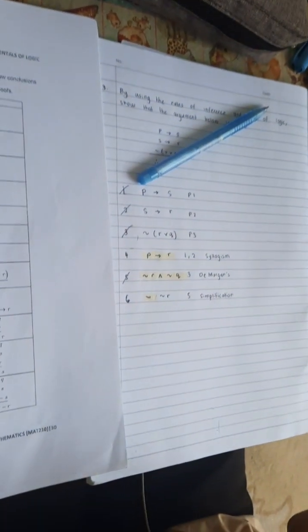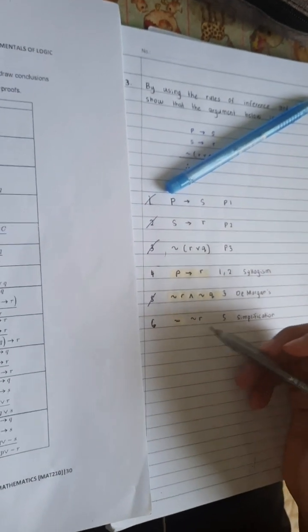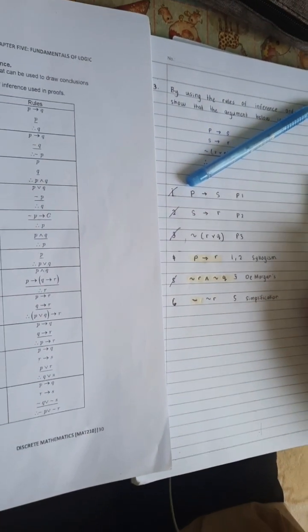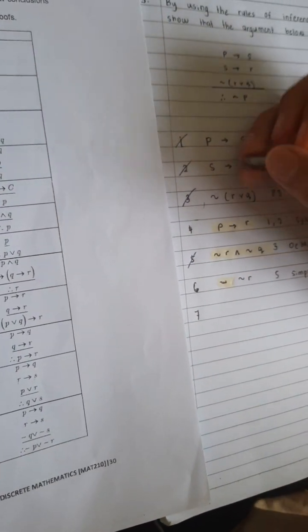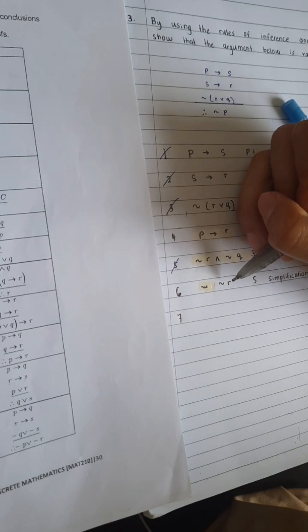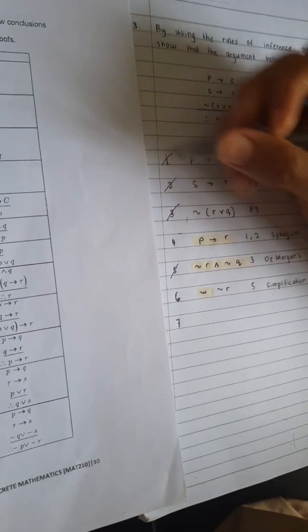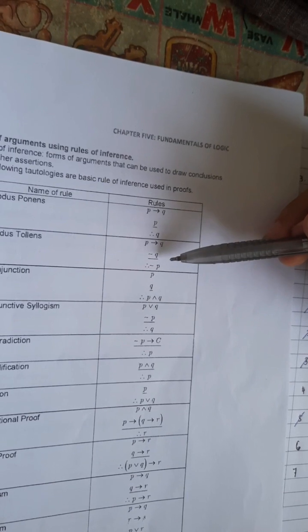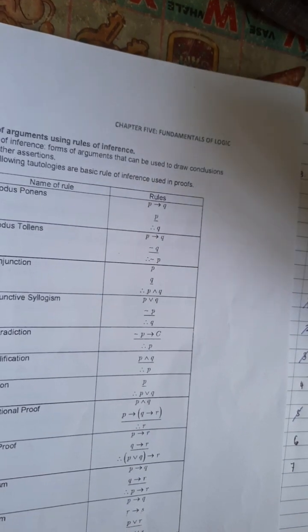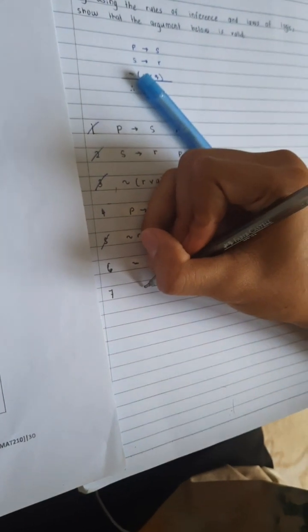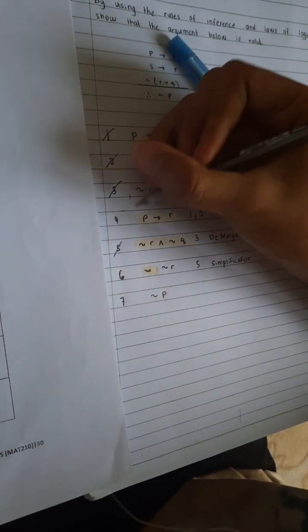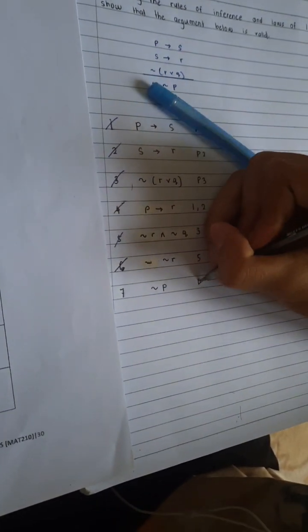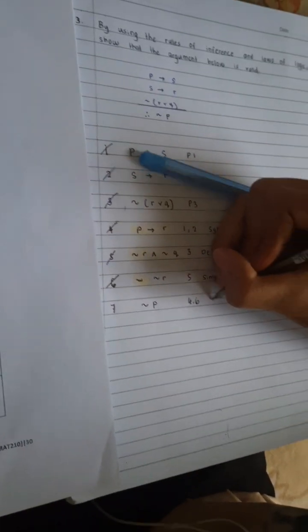Okay. And the last one is P→R, not R. We only have 4 and 6 left, right? Modus tollens. Yeah. So put step 7. You look at this one, P→R and not R. You will have the answer, which is not P. Easy, easy, easy. And we put 4 and 6, modus tollens.